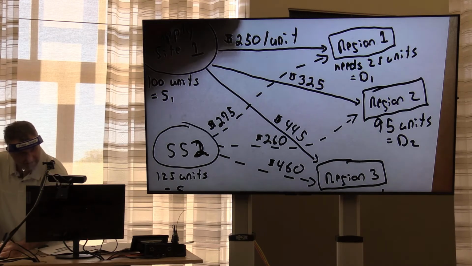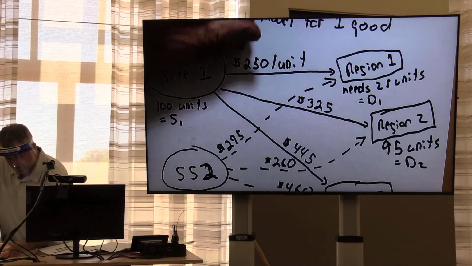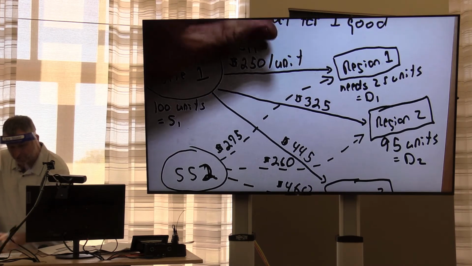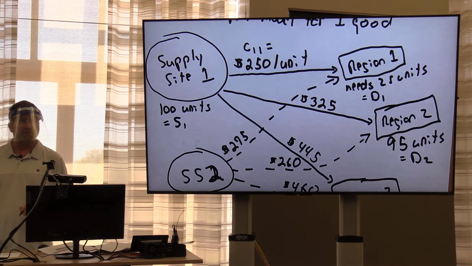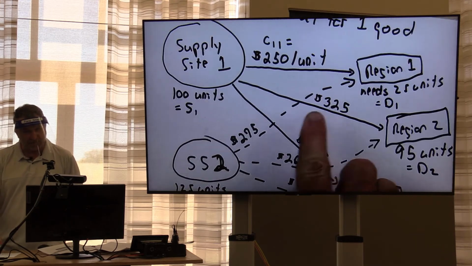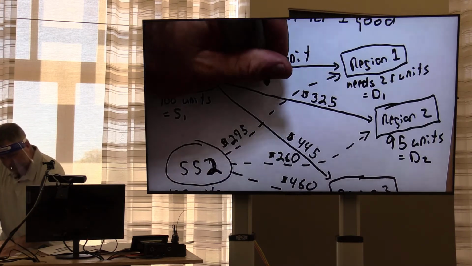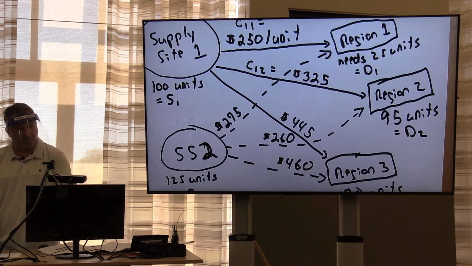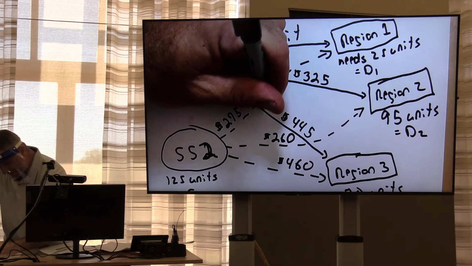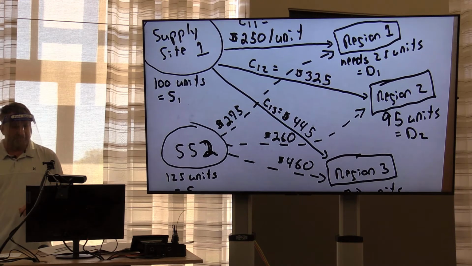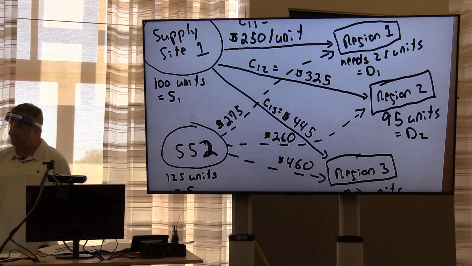So this 250, this is the per unit cost of going supply site 1 to region 1. C11, going from 1 to 1. Supply site 1 to region 1. This 325 is going from 1 to 2. So it's C1,2. Going from supply site 1 to region 3, C1,3. And rest assured, after we're done putting all these C's, we're not going to be adding more to this graph. I know it's getting fairly jumbled.